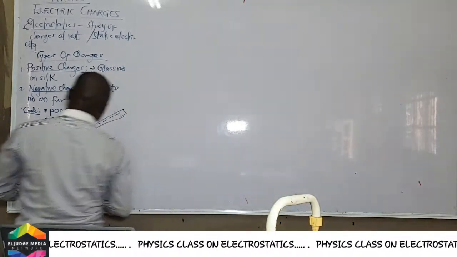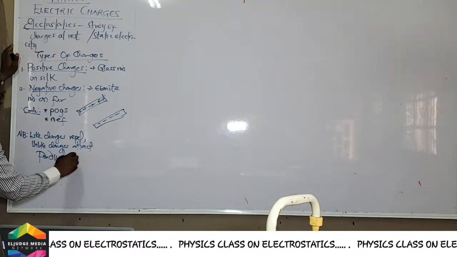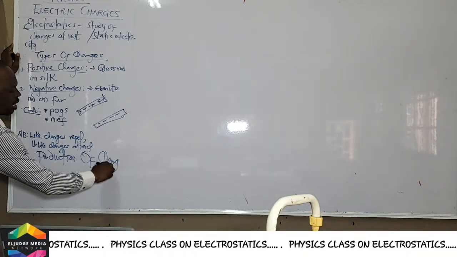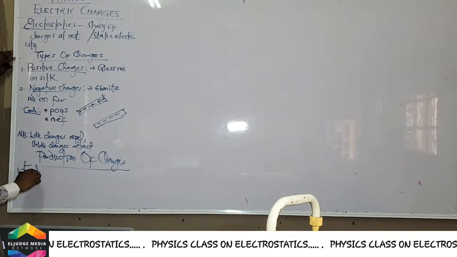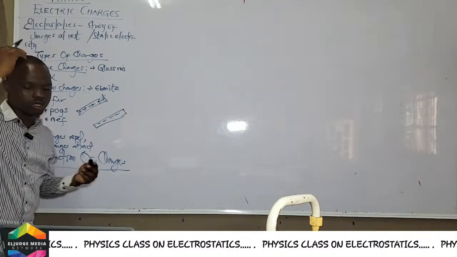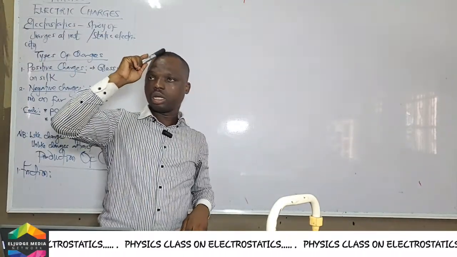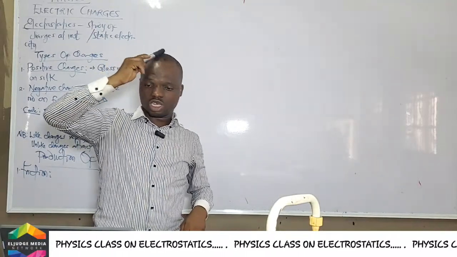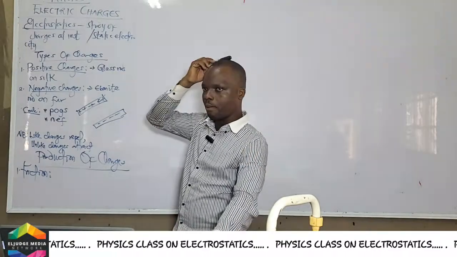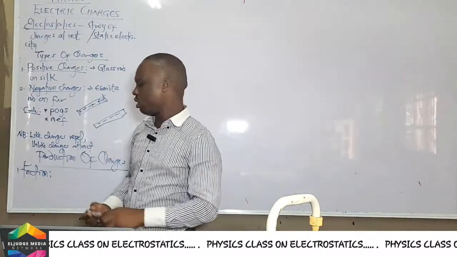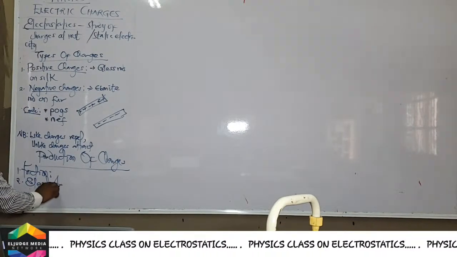So there are three ways by which you can produce charges. Number one is by friction, and that is what I've explained to you. When you rub the plastic holder of your pen vigorously on your hair and bring it close to the paper, that is production of charges by friction. And also we have another way, we call it electrostatic induction.